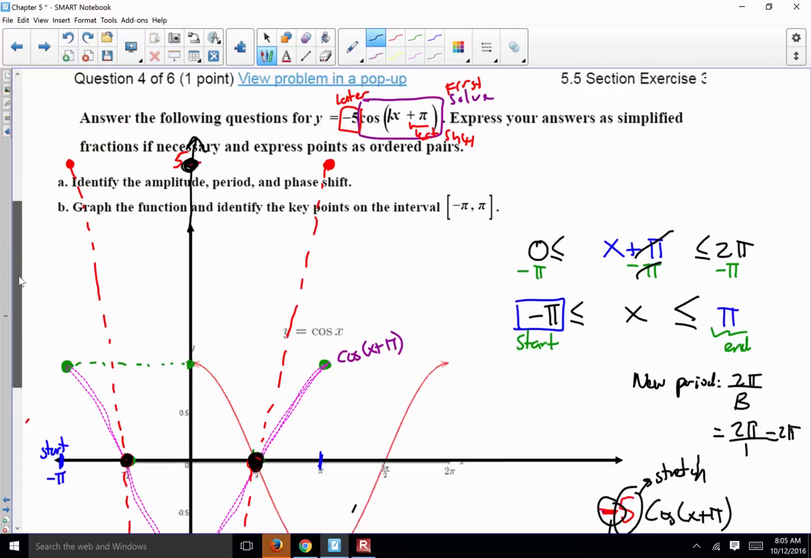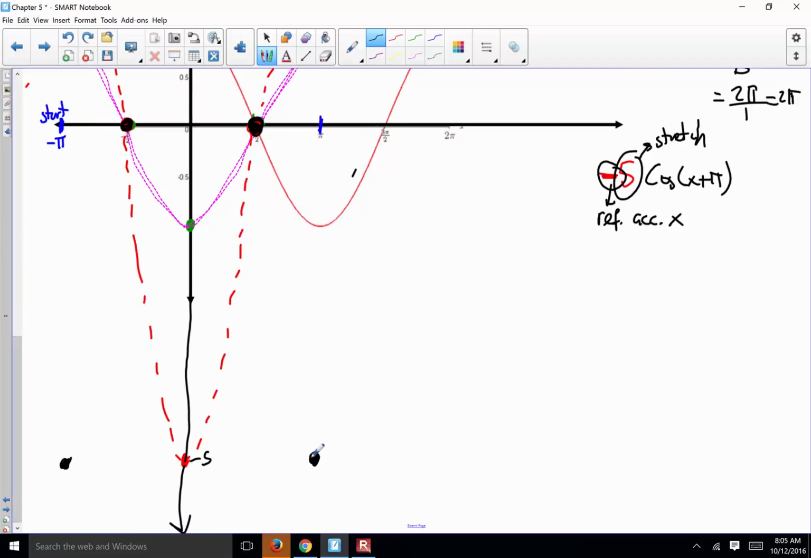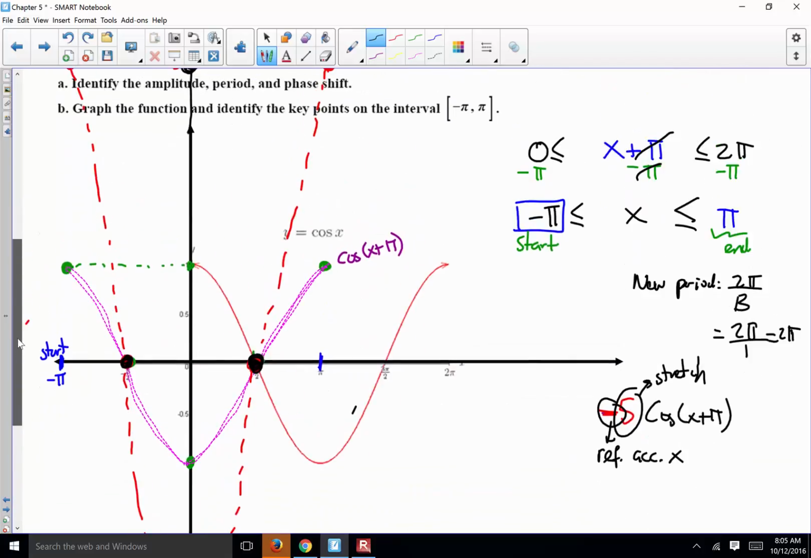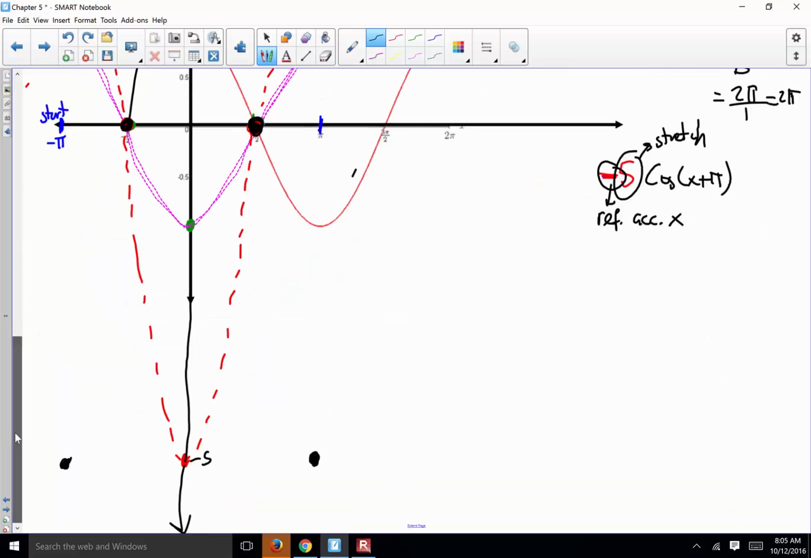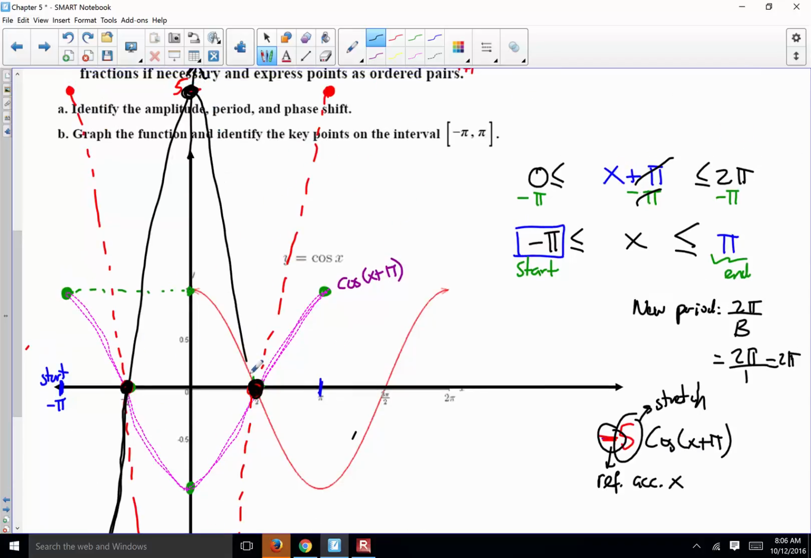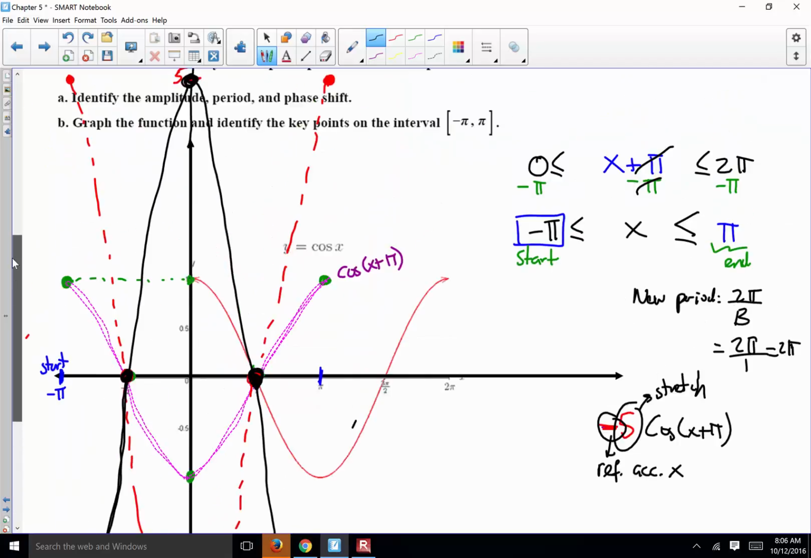It's not gonna reflect because it's on the x-axis. This red one on the top is gonna go right here. Now connect the black ones. Alright, not too bad. Okay.